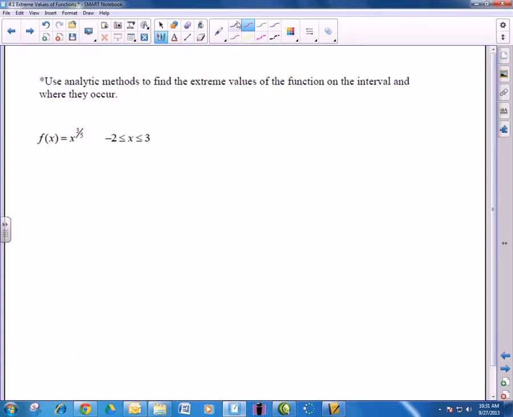Here's another one. Go ahead and try this one on your own. Pause the video, try it on your own. Again, if you're not pausing the video and trying these on your own, guys, you're not going to learn. So pause the video, try this on your own, then come back and see how you did.